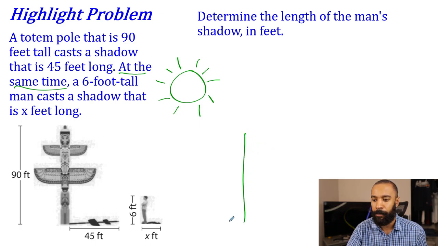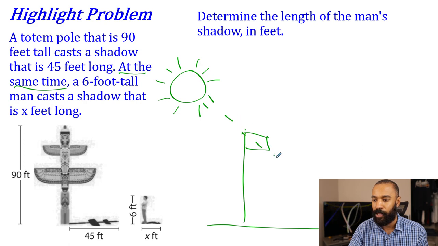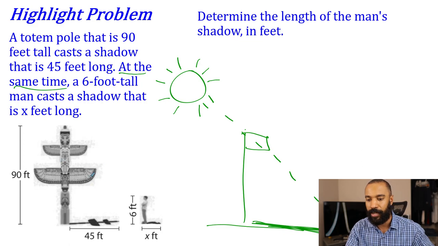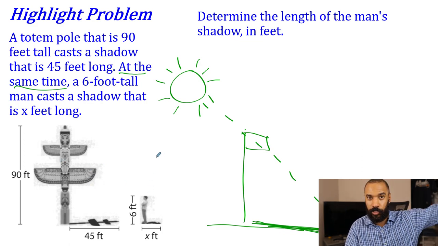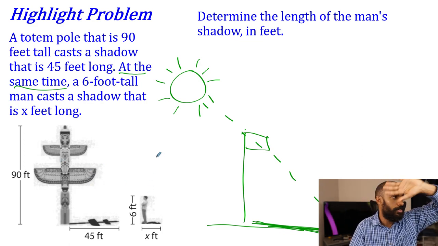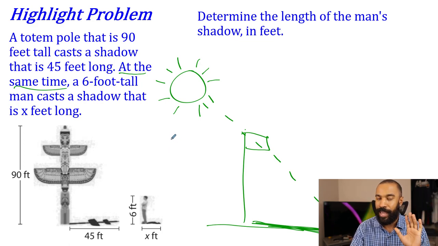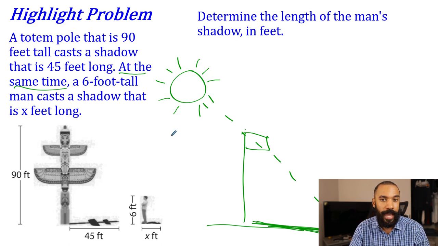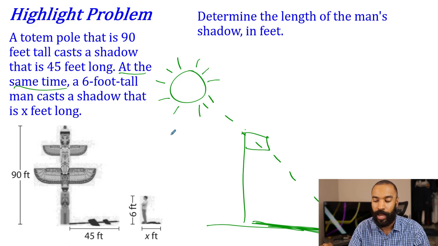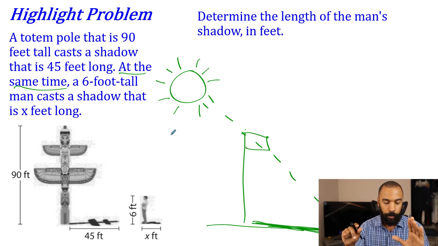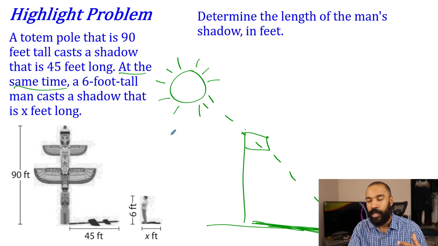So if you have like a flagpole that's standing straight upright right here, and the sun's hitting it at some angle, that angle is what creates the shadow. So as long as a man and a totem pole are kind of standing in the same spot and the sun is a bazillion miles away or whatever it is, then it's going to be giving the same angle for our shadows, which creates what's called triangle similarity, something you're going to do in the geometry aspect, but which creates this proportion. This idea that the man's not going to have the same shadow length as the totem pole.